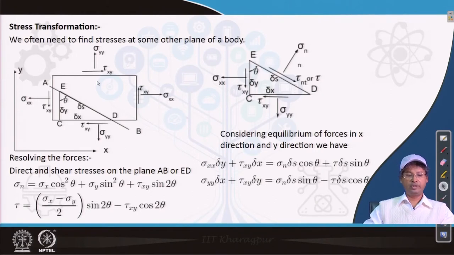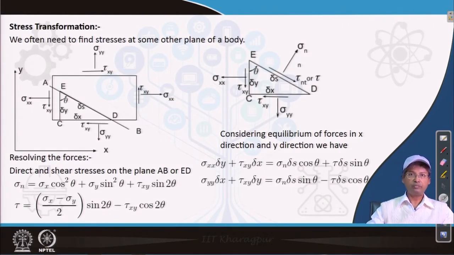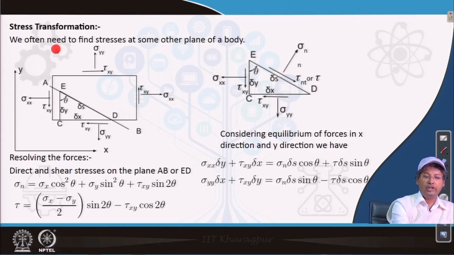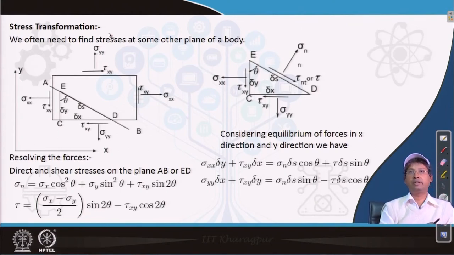First topic is stress transformation. In stress transformation, what we do is a simple way how a stress is transformed. This is probably covered in your mechanics courses, and if it is not, with some skip, some detail we will try to cover now. So, what we have in our first figure, we often need to find stresses at some other plane of a body. So, this stress transformation is brought first before the principal stresses, because the principal stress is obtained from the stress transformation. Unless we have the concept of stress transformation, it is difficult to imagine where the principal stress is acting.